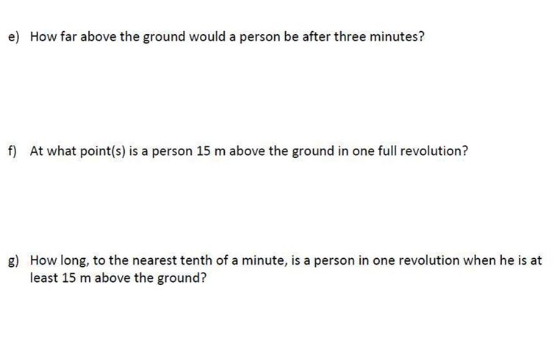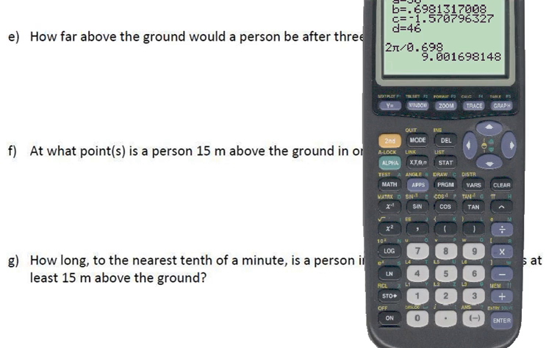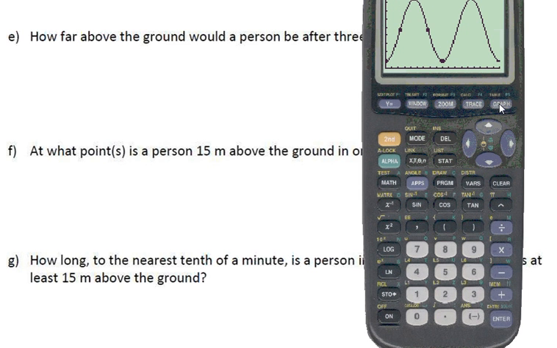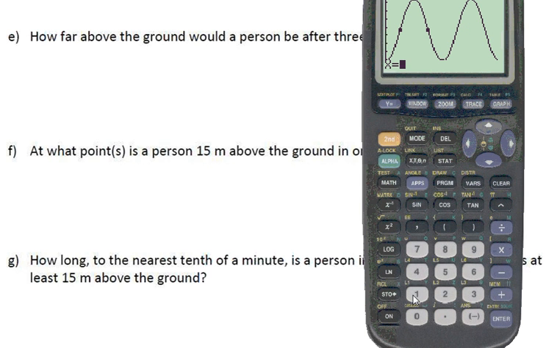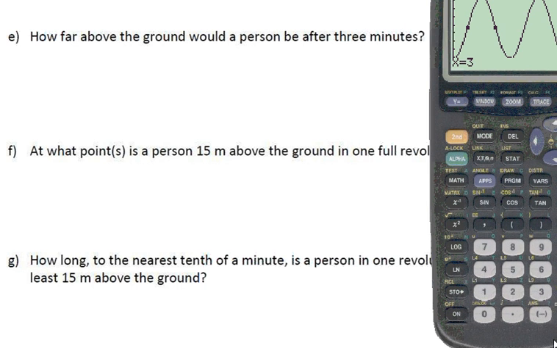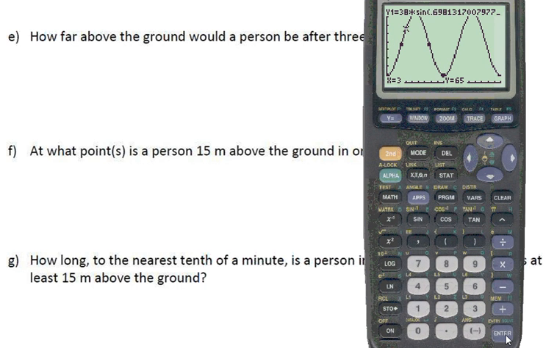How far above the ground would a person be after 3 minutes? So how would you find this? Graph. Okay, graph. So second trace, 1. Is X time or is Y time? X is time. You're graphing height versus time, so X is time. So 65 meters.